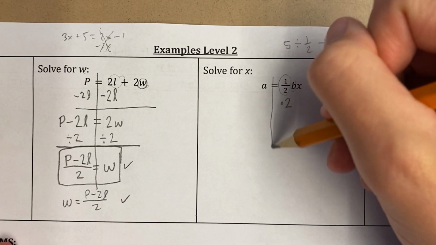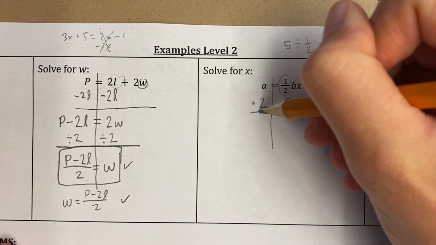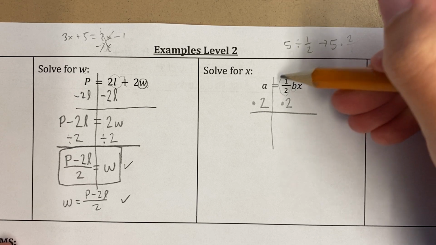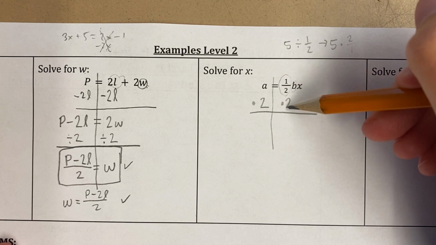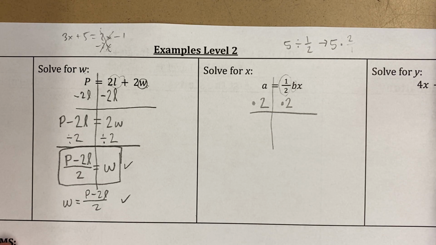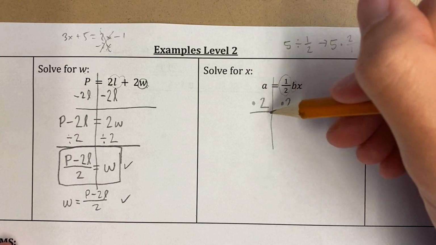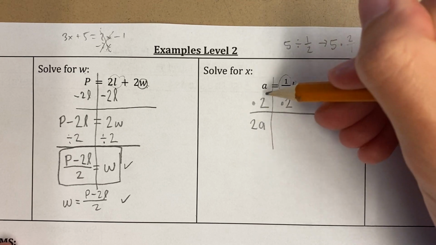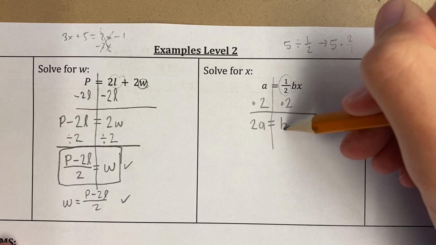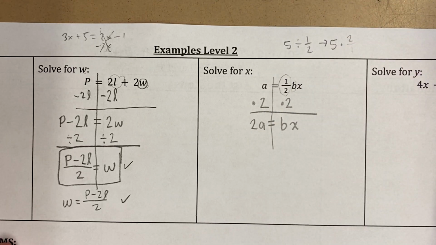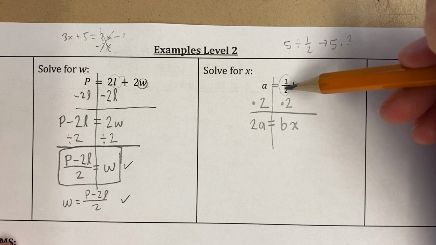I'm going to talk about this more in a second. I'm multiplying by 2. If I want to get rid of multiplying by 1/2, I'm dividing by 1/2. Dividing by 1/2 is the same as multiplying by 2. Okay, so watch. I'm going to get 2a equals bx. Okay, think about what this means.